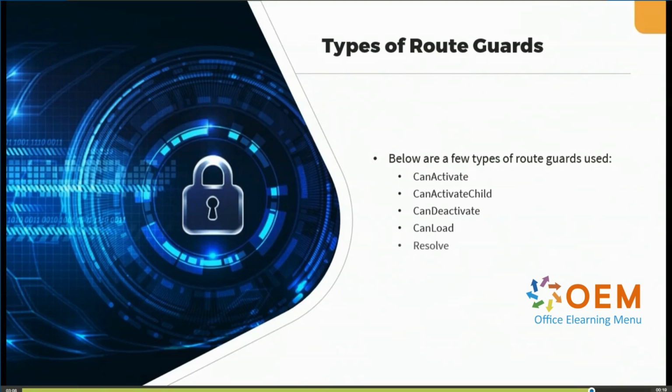And then finally, we have resolve. Resolve can be used to check dynamic data. For example, it may check an API. It may check the breadcrumbs in the browser. So it is used to check data in real time before making a decision.